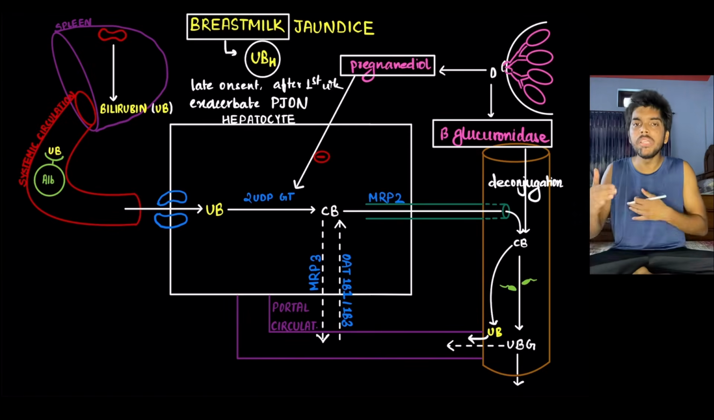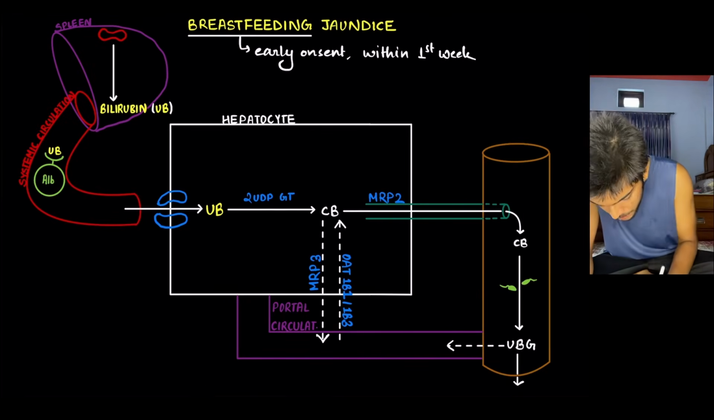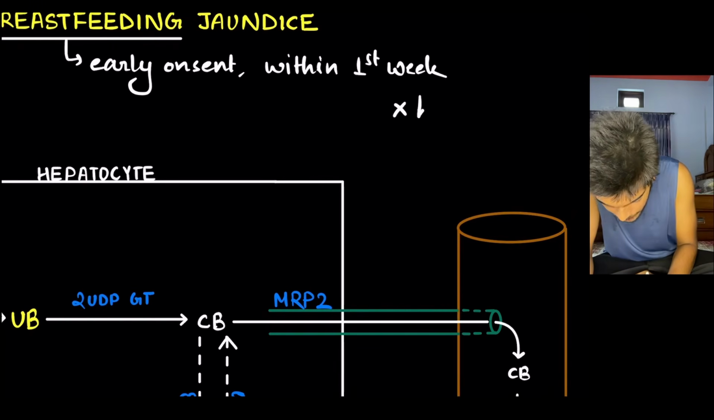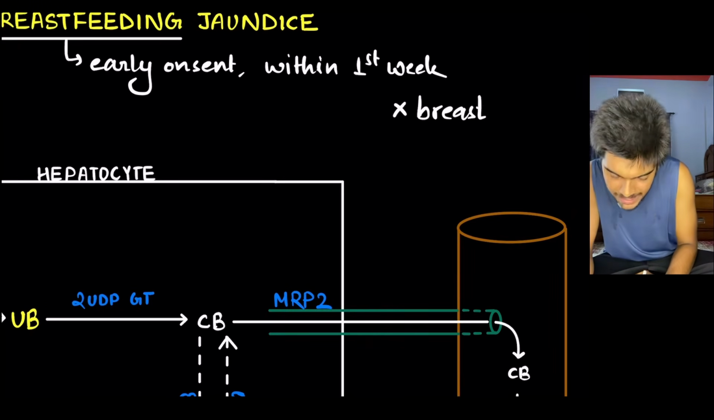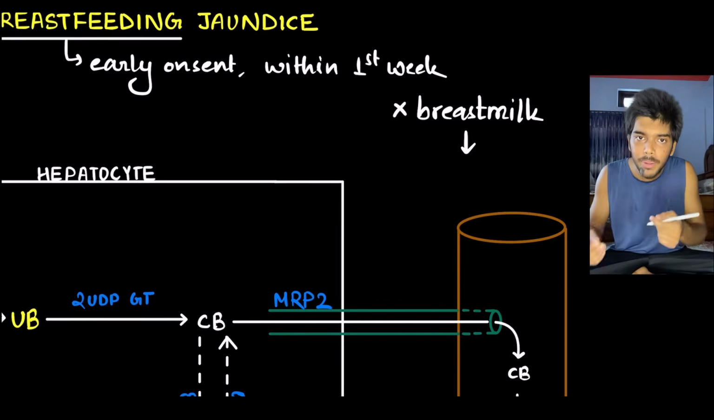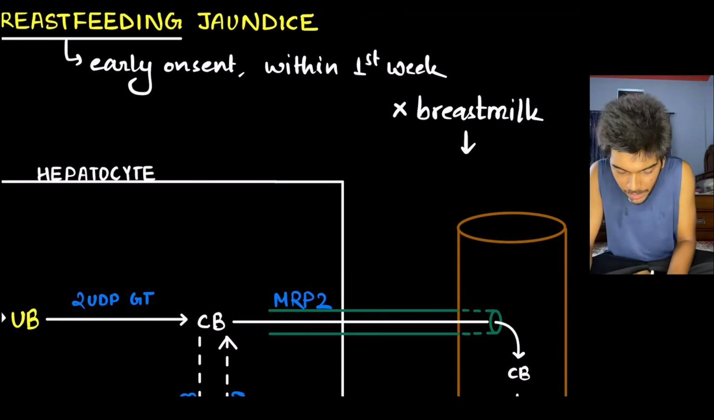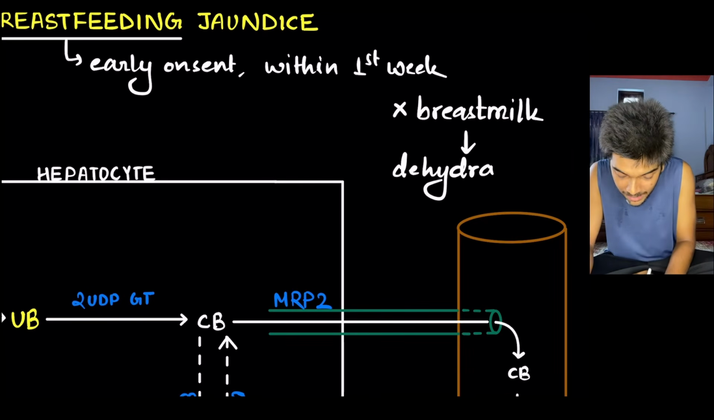So within the first week, if there is no breast milk, or there is deficiency of breast milk, the primary source of nutrition to a newborn is breast milk. So if it does not receive any breast milk, what will happen? No nutrition plus no water: dehydration.